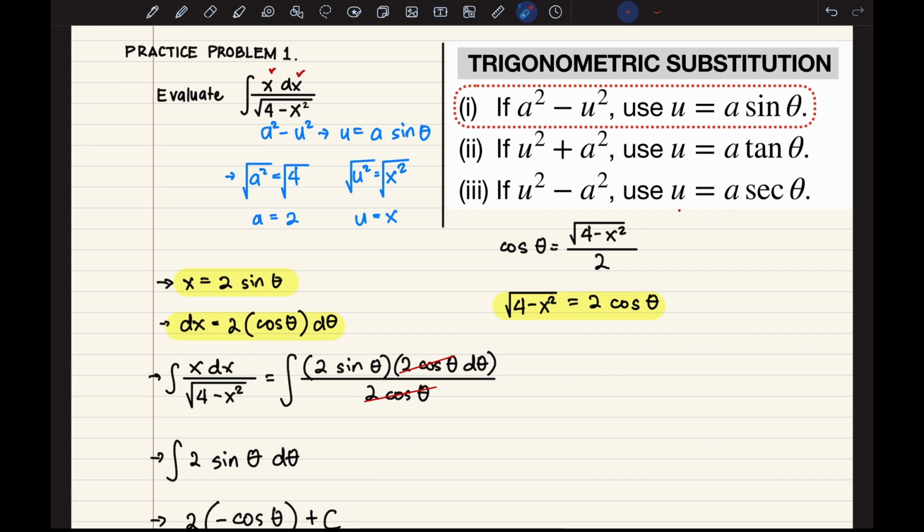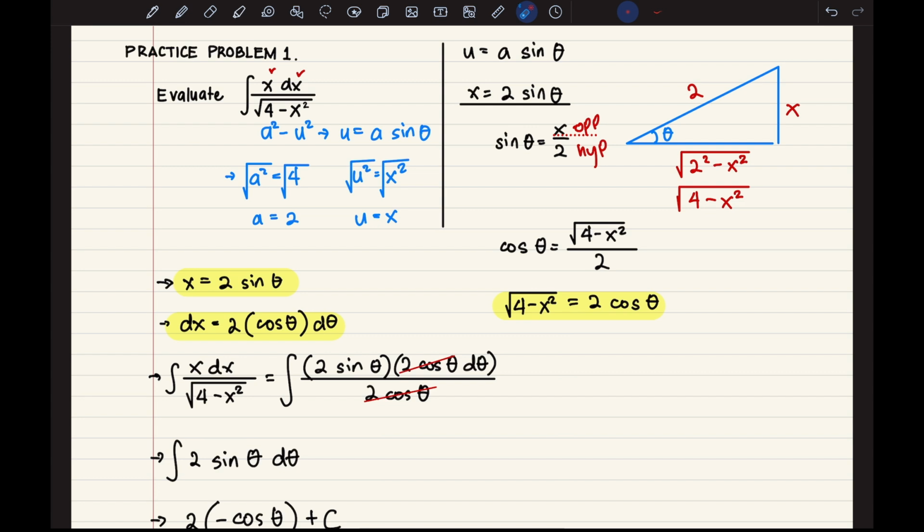Our substitution for case number 1 is u equals a sine theta. Now we need to determine the value of u and the value of a. If a squared is equal to 4, getting the square root of both sides, we get a is equal to 2. And if u squared is equal to x squared, getting the square root of both sides, we get u is equal to x. Having a value for a and u, we simply substitute. So we have u equals a sine theta, u equals x, a equals 2.